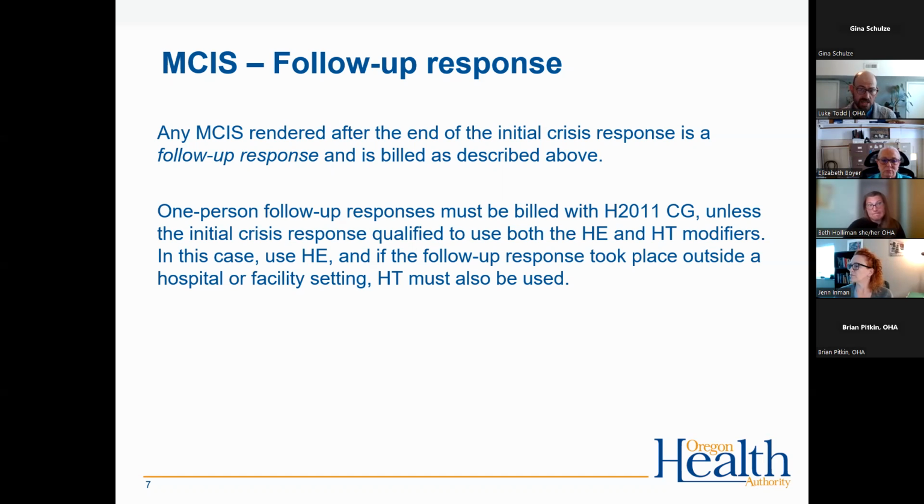Yeah. Billing the HE modifier has nothing to do with whether you respond in a hospital or facility setting, but it would determine whether or not you can use HT. Thank you. I think that clarifies the question. And we will follow up on the question about the booking room at the jail. All right, I think we can go to the next slide.